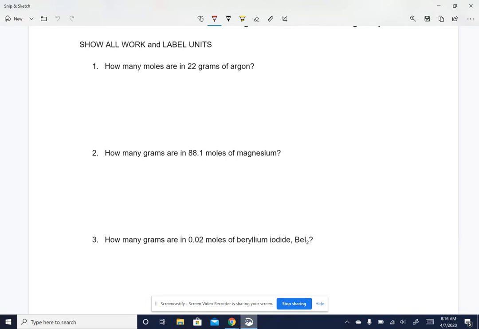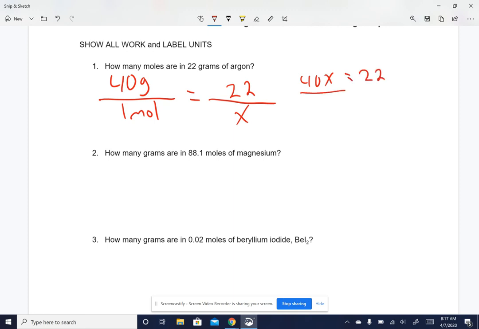So we go back here. Argon has 40 grams in 1 mole. That's the first half of the proportion. We want to know how many moles are in 22 grams. So basically you're just cross multiplying. I've got to get a calculator. So it's 40x equals 22, divide by 40, divide by 40. So 22 divided by 40, and we get 0.55 moles. There's the answer to number 1.